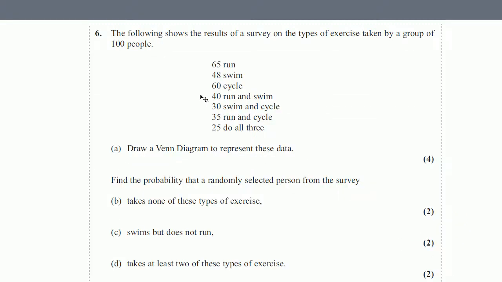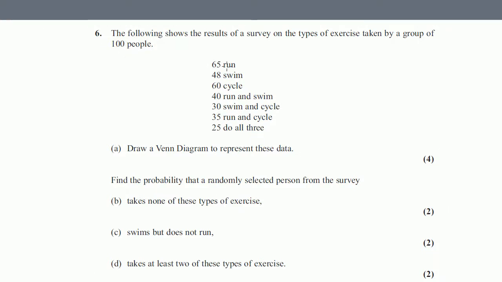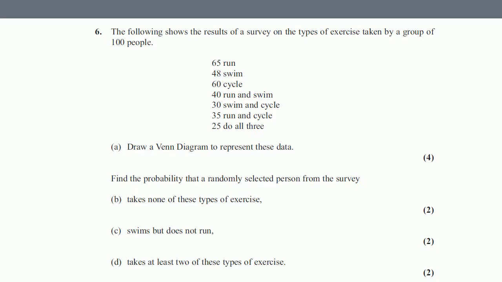In this question they mention about 100 people and how they exercise. So when you have information like that and you're asked to draw a Venn diagram, it is a good idea to remember that there are 3 sets, because run, swim, cycle, that is the convention. So let's start from that. Draw a pretty big diagram, it's advisable.